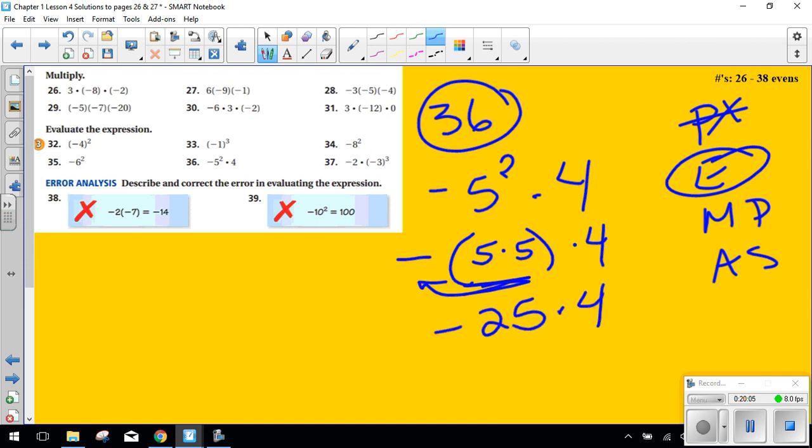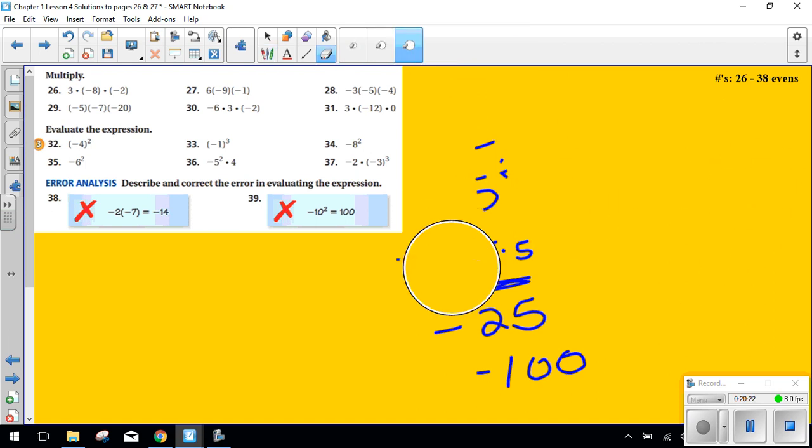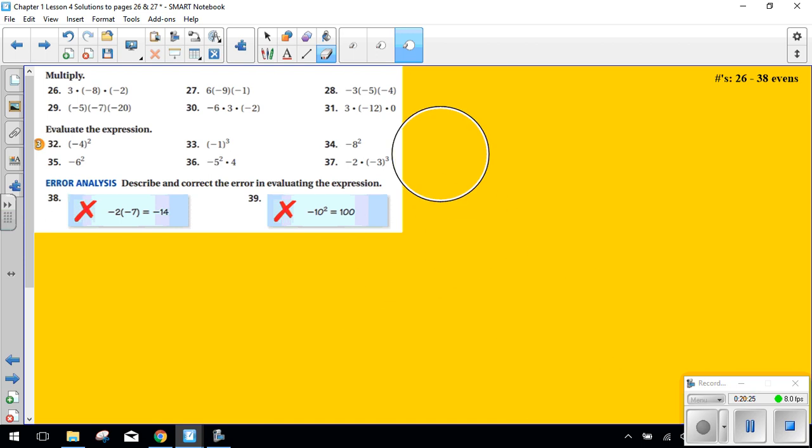times 4. Well, if you think of 25 as a quarter, like 25 cents, if I gave you 4 quarters or 4 25-cents, you would have 100 cents, negative because the signs are different. Okay. And finally, that was 36. We're going to take a look at 38.